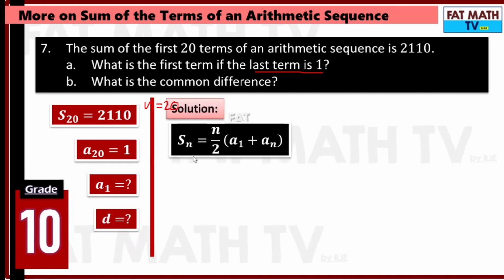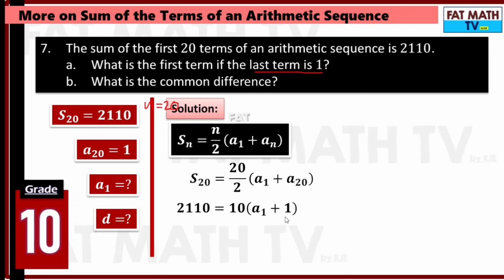What is a sub 1, or the first term, and what is the common difference? So we will use this formula. S sub n equals n over 2 times a sub 1 plus a sub n. So we will have S sub 20 equals 20 over 2 times a sub 1 plus a sub 20. S sub 20 is 2,110. 20 over 2 is 10. Copy a sub 1, and a sub 20 is positive 1. Divide both sides by 10, you will get 211. Add negative 1, you will get 210. So the first term is 210.